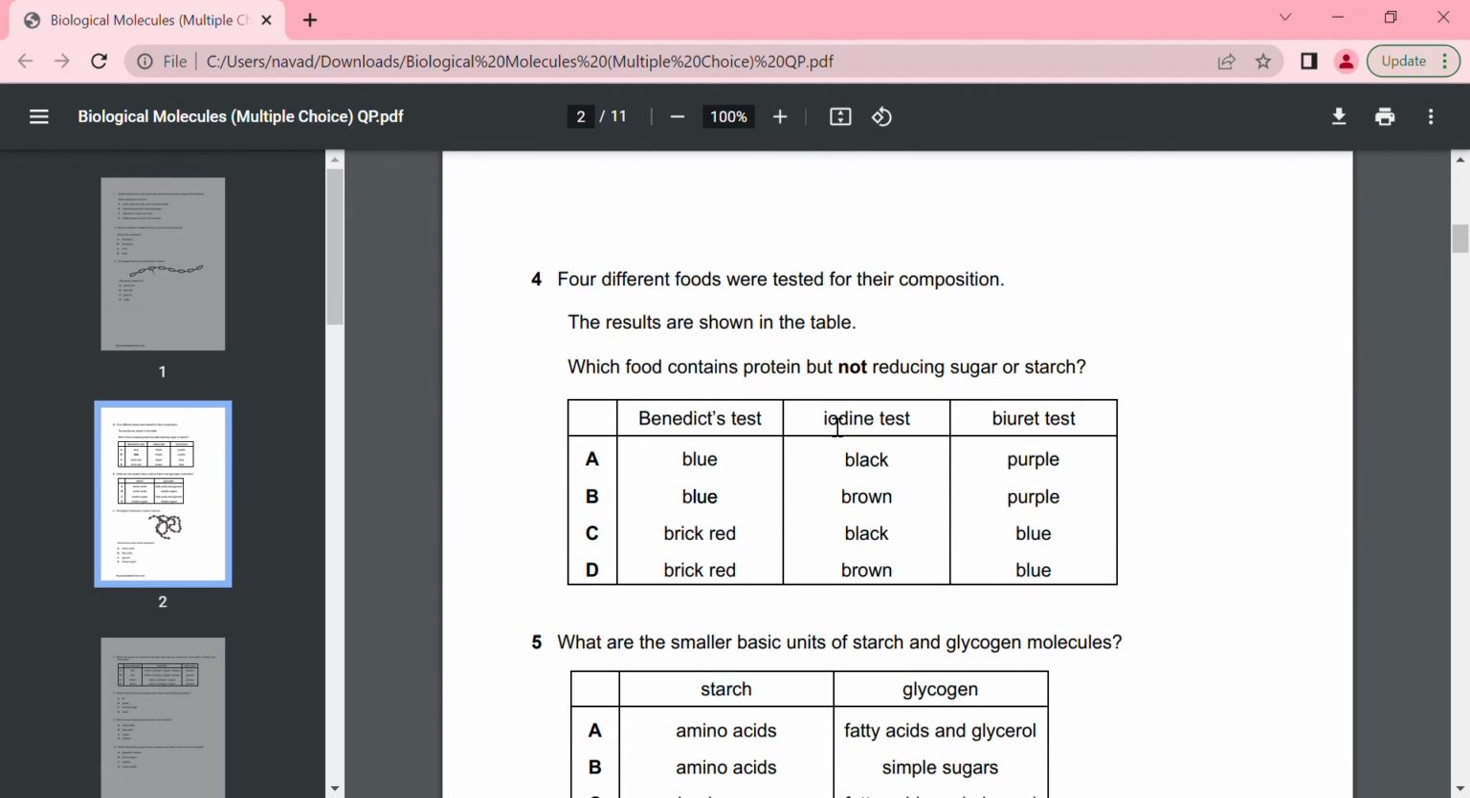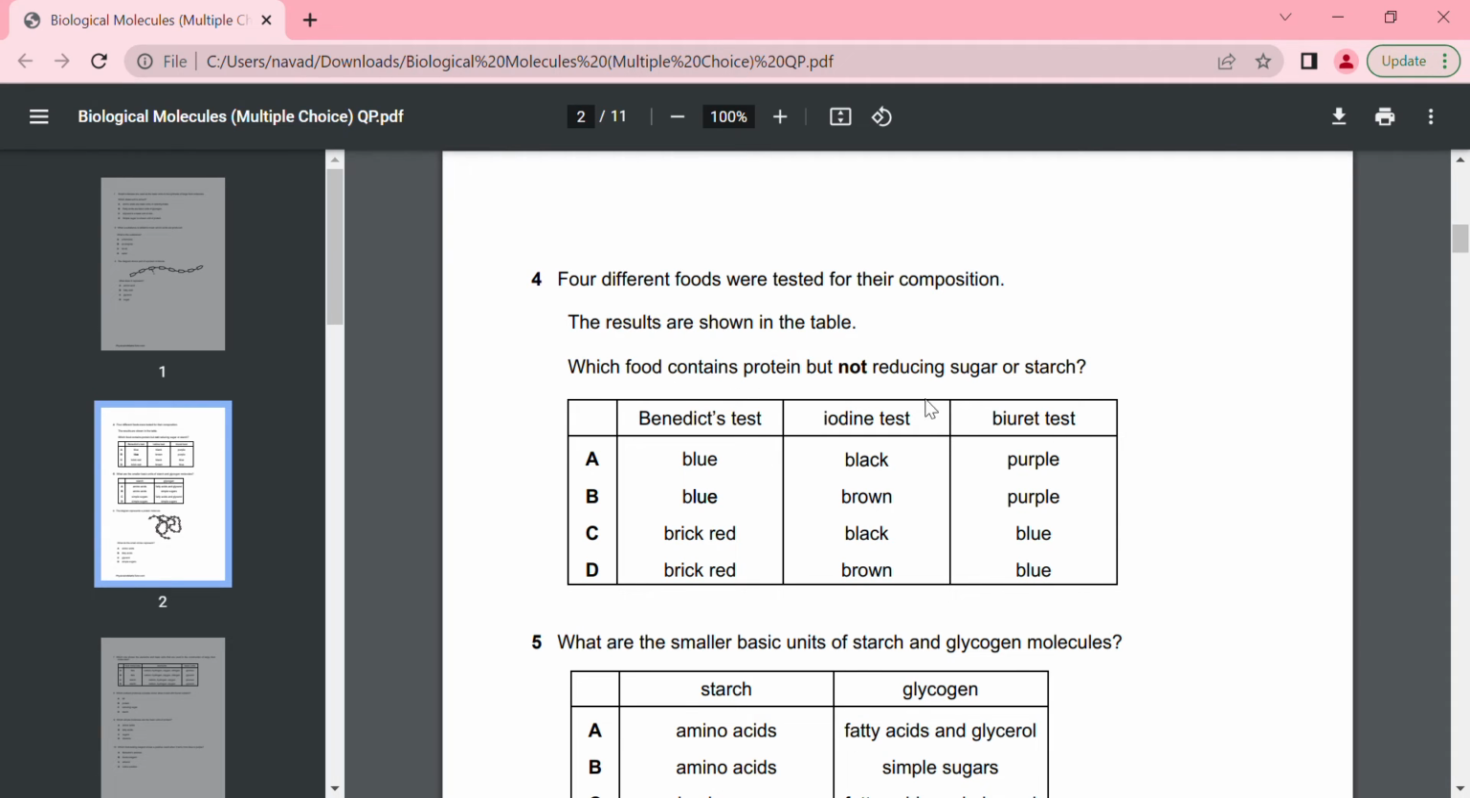Question number 4. 4 different foods were tested for their composition. The results are shown in the table. Which food contains protein but not reducing sugar or starch? So the important points you must know by now is the Benedict's test, Biuret test, iodine test, the fat test and the DCPIP test, which is for vitamin C.